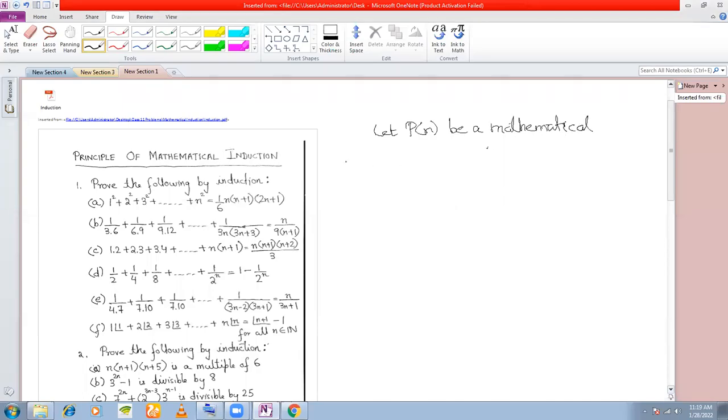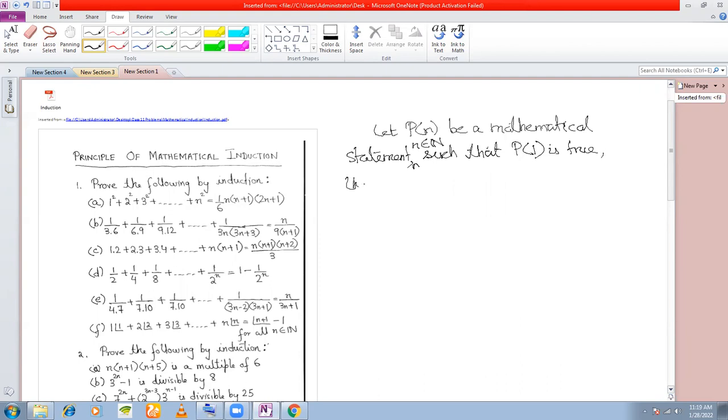Let Pn be a mathematical statement, where n is a natural number, such that P1 is true.